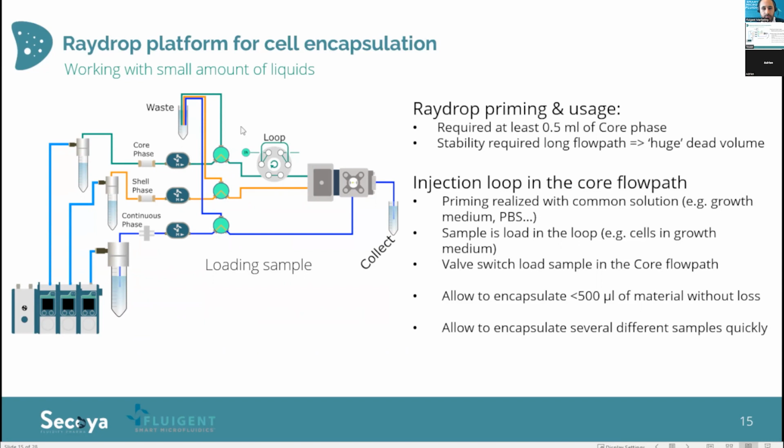You can see it here. The idea here is to prime your system with regular solutions such as growth medium or PBS. Load your sample in the loop, in the injection loop here. And then when switching the valve, the loop will integrate the flow path of the core phase and will be encapsulated in the double emulsion. Thanks to this injection loop, you can work with small amount of solution without any loss. It can also be used to encapsulate different samples one at a time.